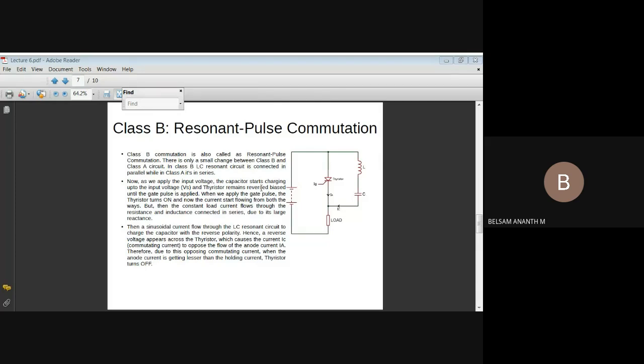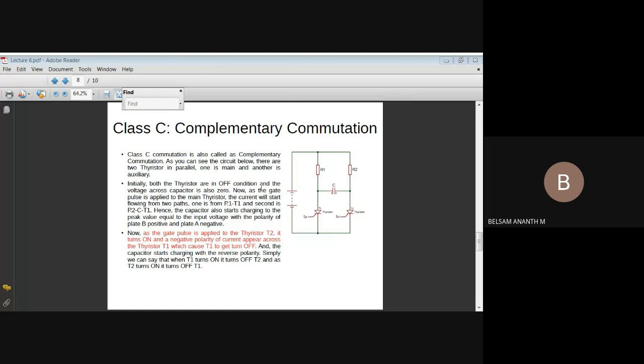So here, your inductor and capacitor are connected in parallel. Thereby, you are turning on and turning off the device, which reduces the anode current to the holding current value. And the third one is complementary commutation. So here, complementary commutation, the third one.